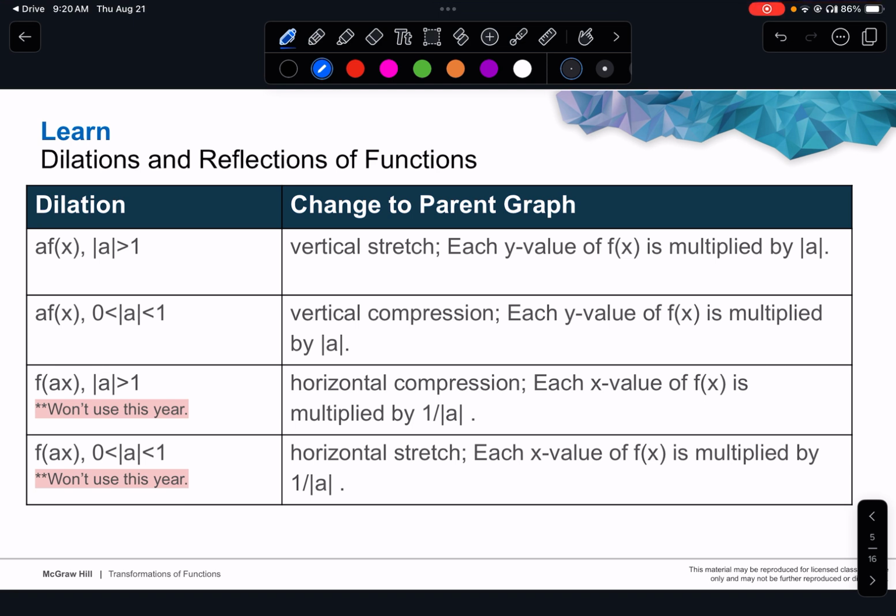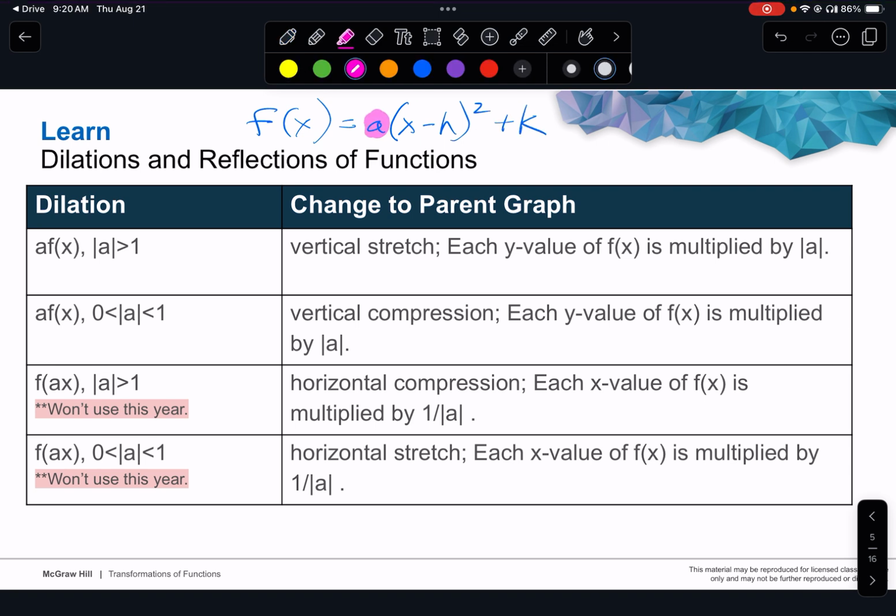Okay, so what this means here is if the absolute value, we're talking about dilation, so the absolute value of a is greater than 1, we're going to get vertical stretch. Okay, so remember a is going to be that number that comes before our x value. So if we have f of x equals a times, if we're just doing a quadratic, x squared, or we could put the h value in there too, x minus h squared plus k.